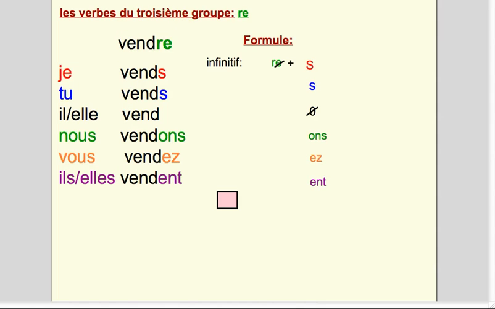And finally, les verbes du 3e groupe, RE, my RE verbs, same formula. You take the infinitive of the verb. Here you remove RE, okay, and you add s, s, nothing, ons, ez, ent. So for vendre, to sell, I would remove the RE. I would have my stem, the same for all 6 subjects, and I would have je vends, tu vends, il ou elle vend, nous vendons, vous vendez, ils ou elles vendent, and again, pronunciation, I would say vende, not vendant, but vende.